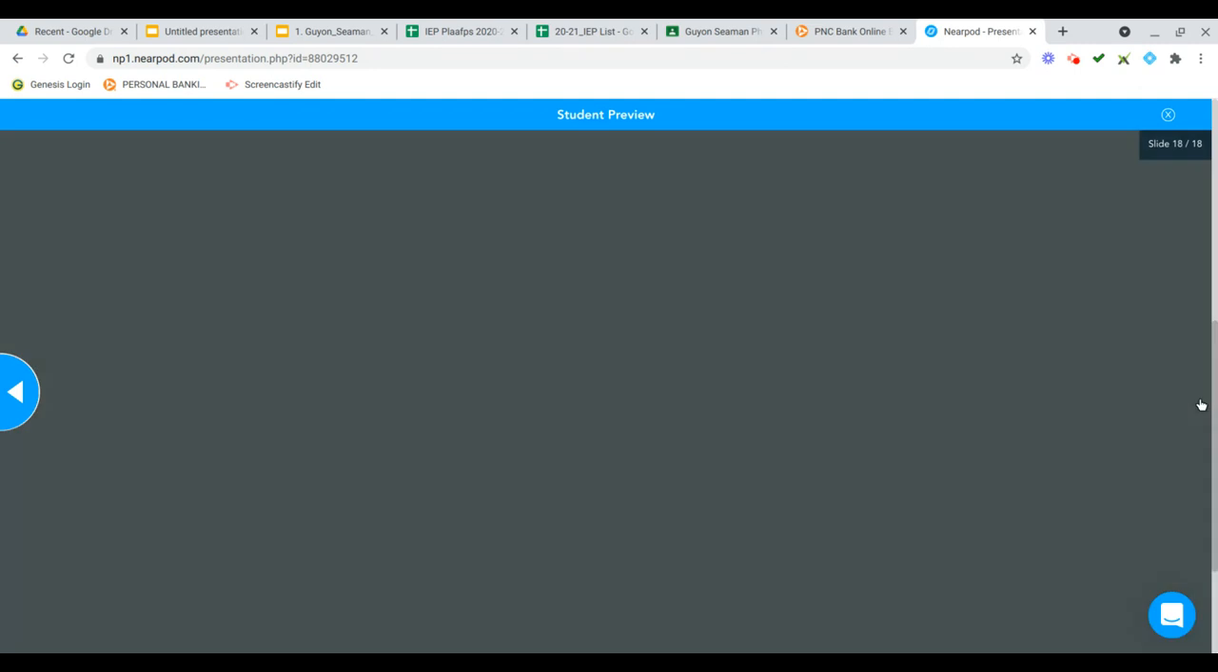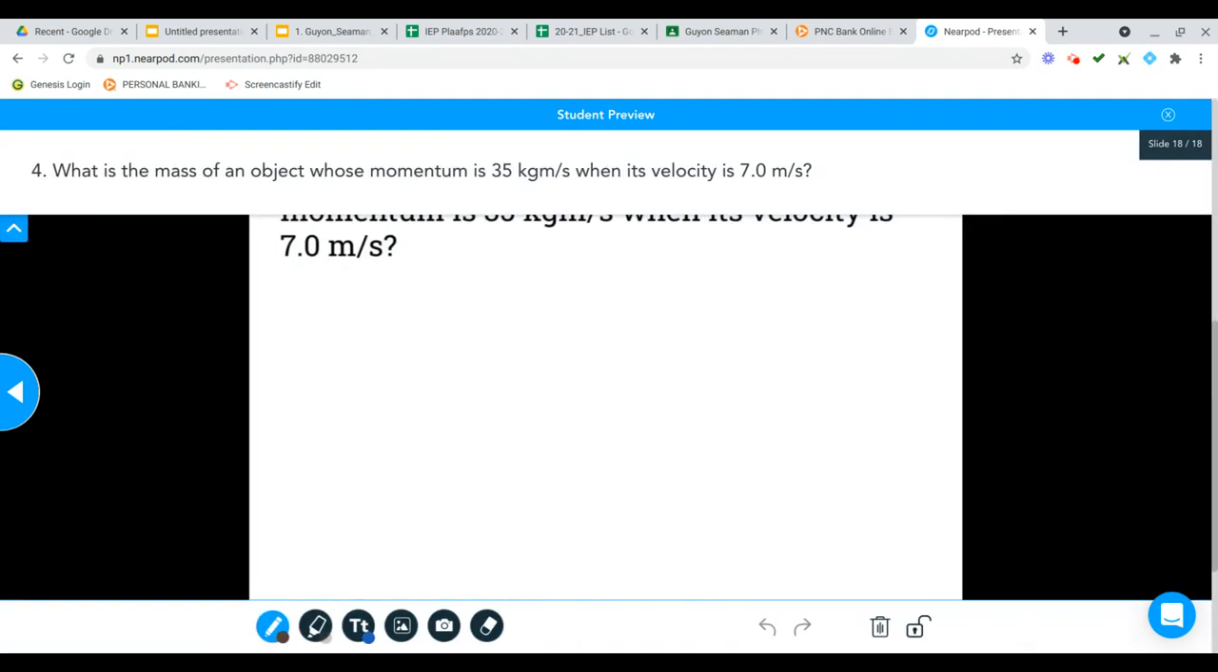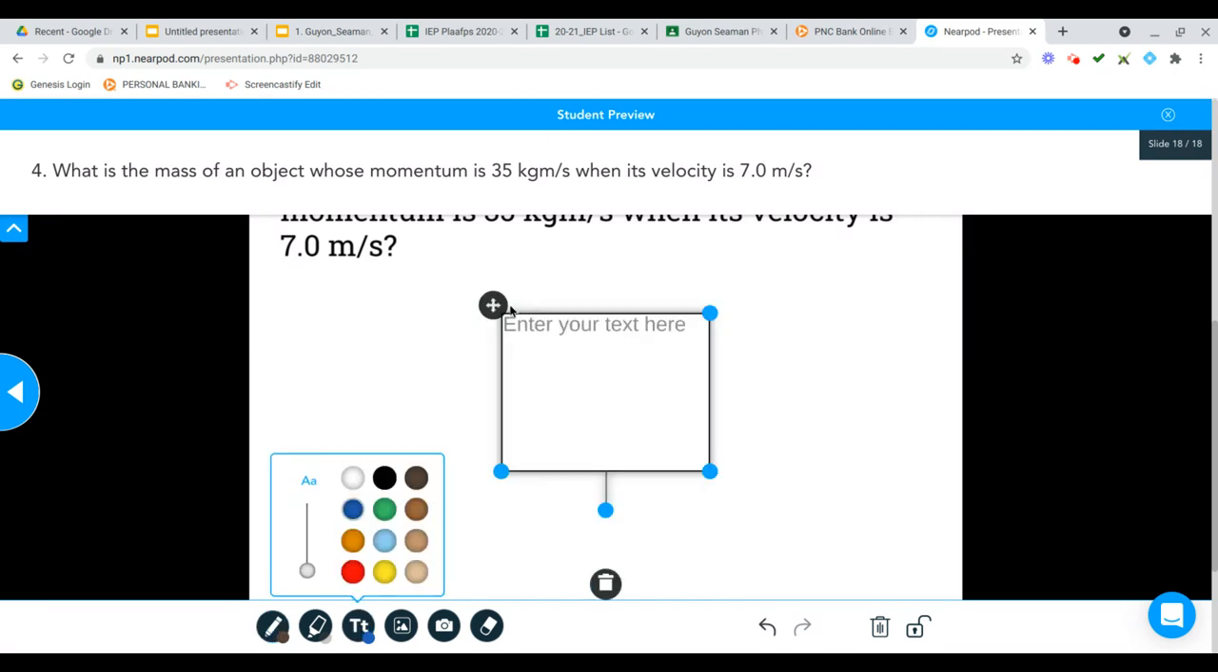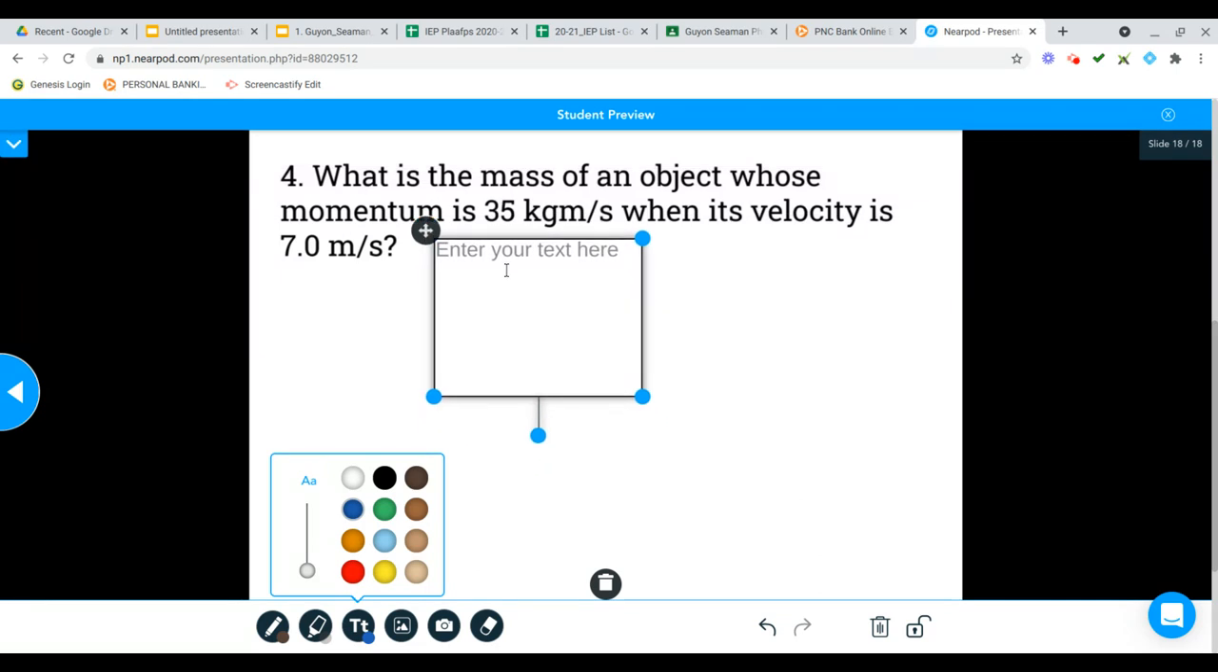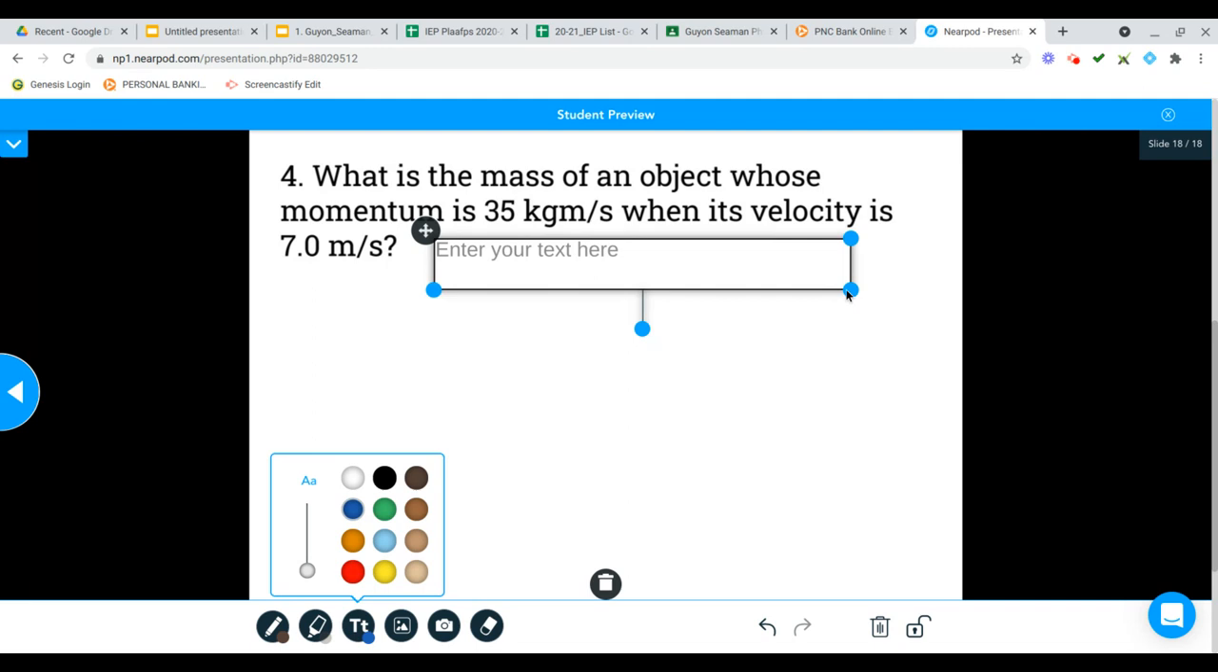And the last example says, what is the mass of an object whose momentum is 35 kilogram meters per second when its velocity is 7 meters per second? So I'm going to, again, type in my inventory. Okay, my P is equal to 35 kilogram meters per second. My mass, we don't know, so that is the question mark. And then my velocity is equal to 7 meters per second.